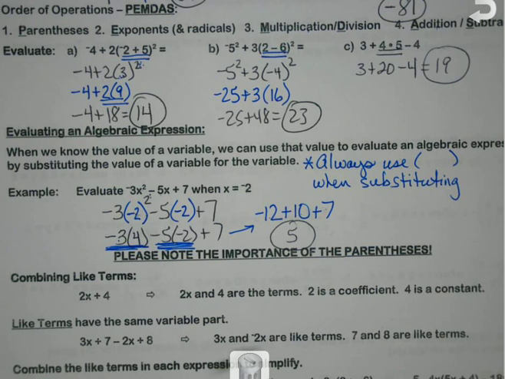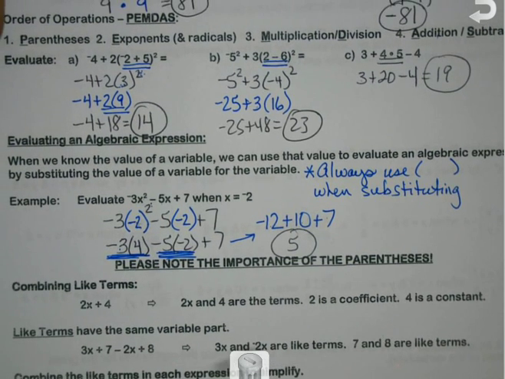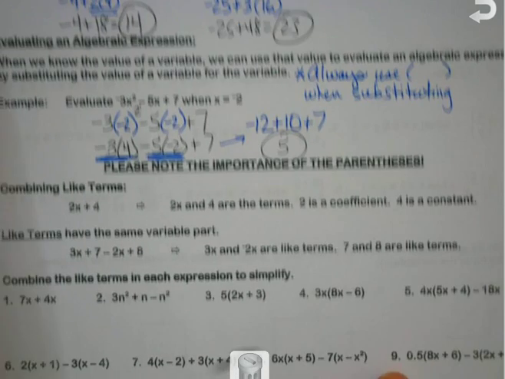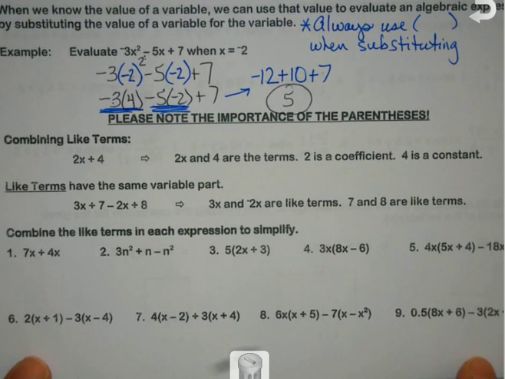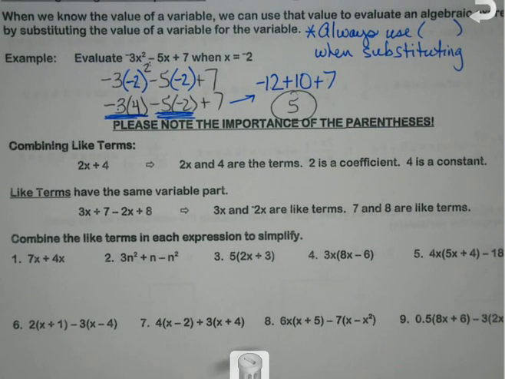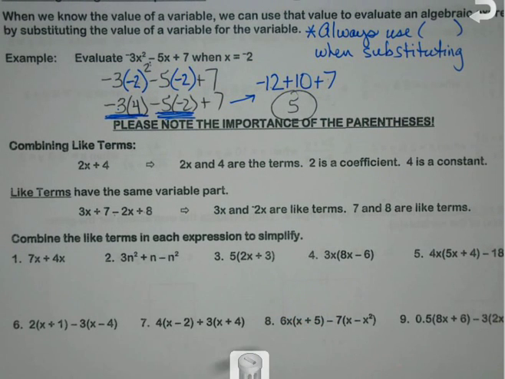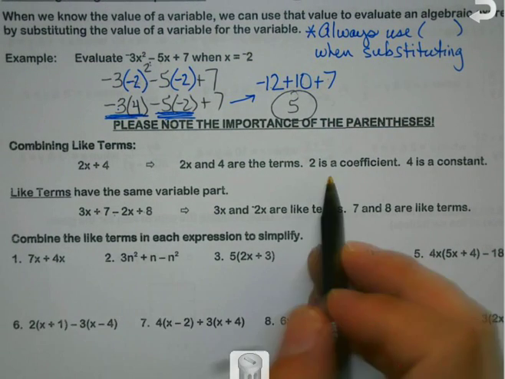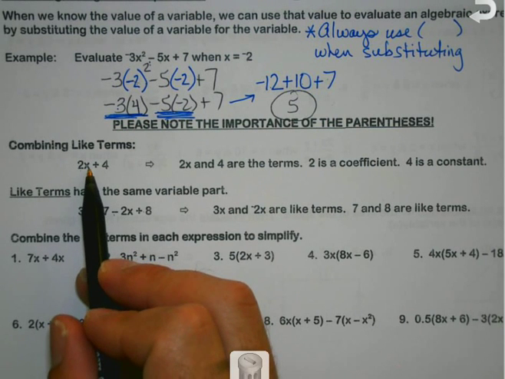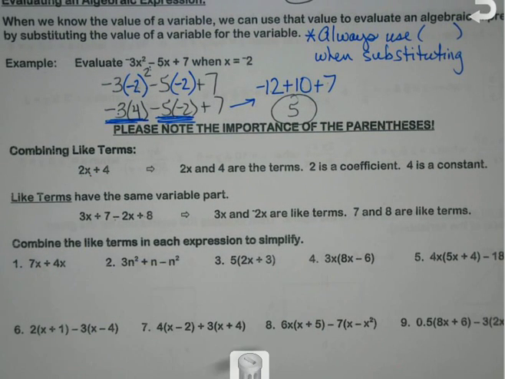Kind of closing in here on some things. I'm not going to go crazy on the bottom and do all of these. I want to give you some time to be able to get stuff done. But again, when we're doing this, combining like terms, 2x and 4 are the terms. Wherever you see a plus or minus, that's where terms separate. Okay. 2 is a coefficient. It's in front of a variable. 4 is a constant. It's just a number. There's no variable hooked up with it.